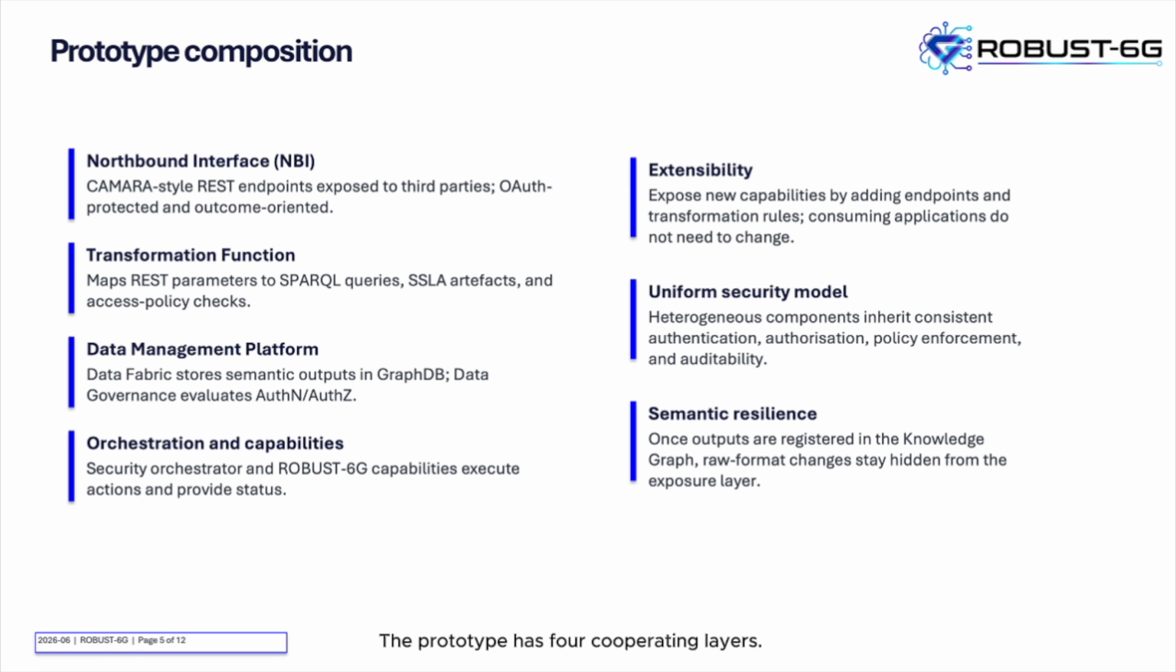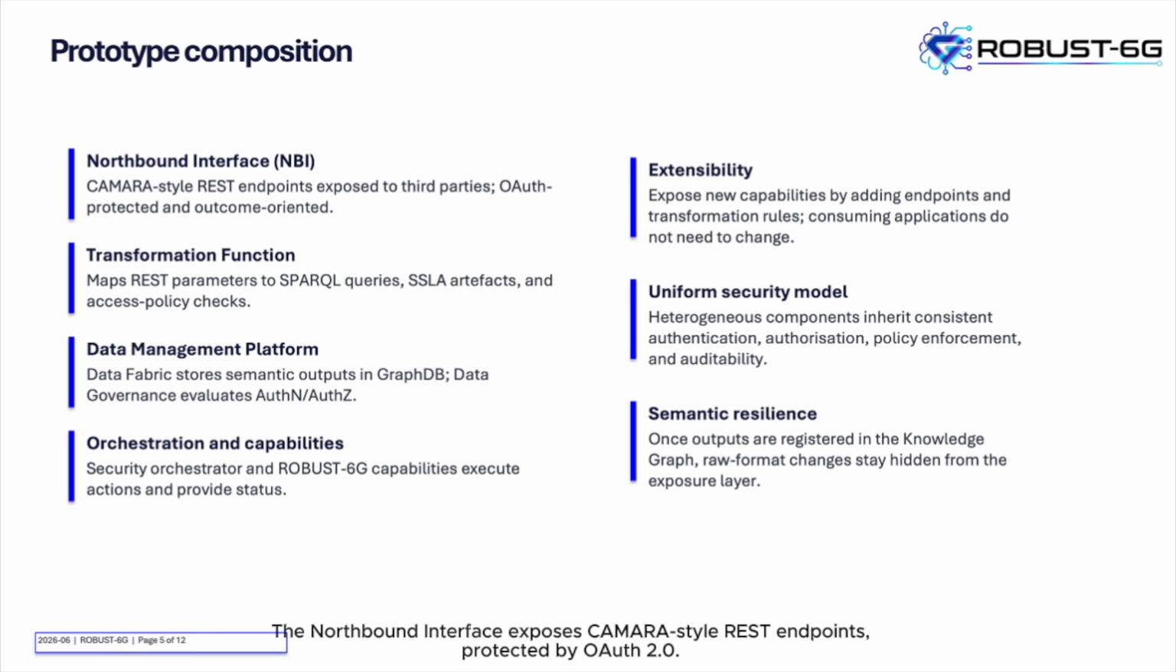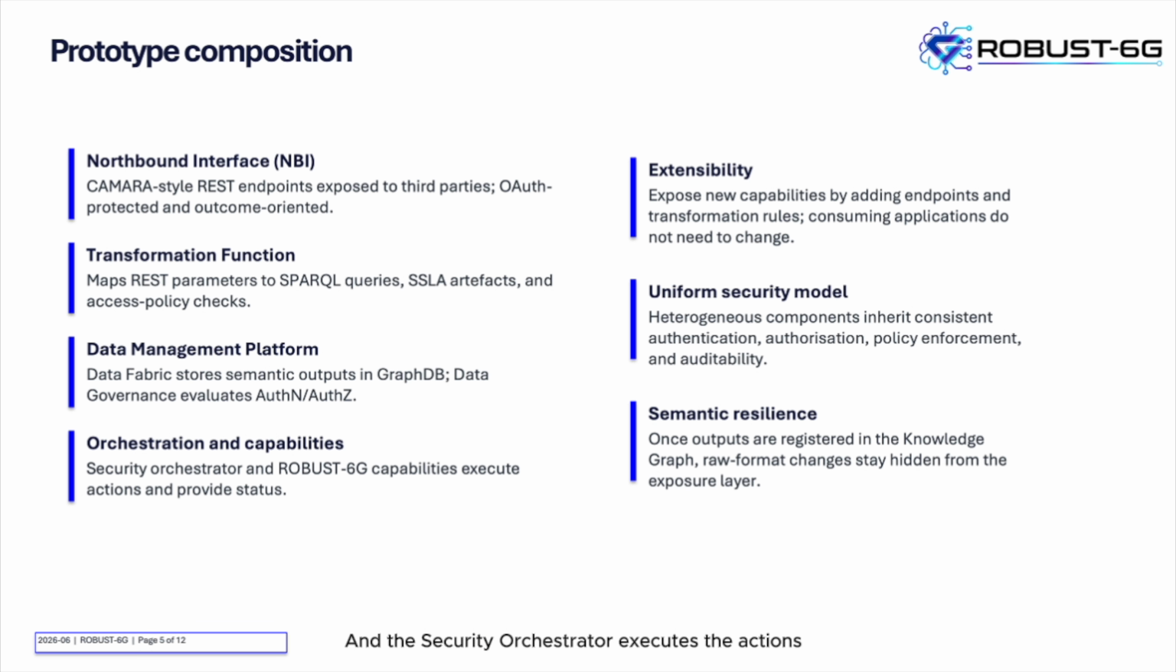The prototype has four cooperating layers. The northbound interface exposes CAMARA-style REST endpoints, protected by OAuth 2.0. The transformation function maps REST parameters to SPARQL, SSLAs, and policy checks. The data management platform handles semantic storage and authorization, and the security orchestrator executes the actions.